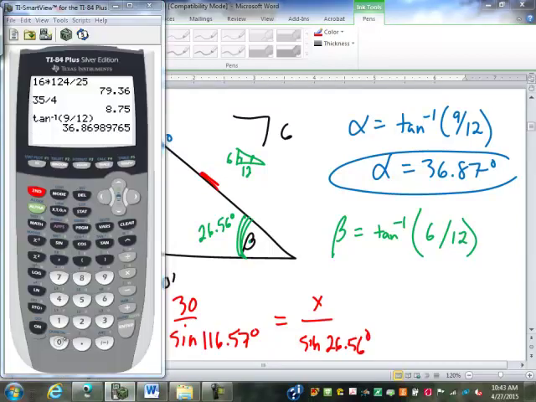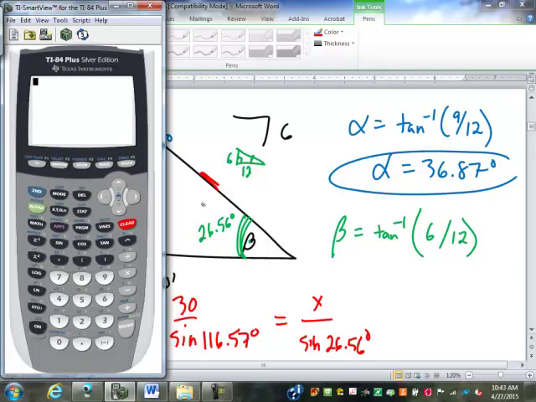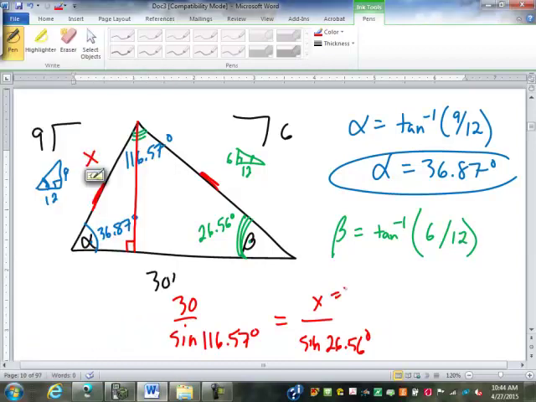So 30 times sine 26.56 divided by the sine of 116.57 is 14.998, so 15 feet. That's 15 feet long. Is that what everybody got?